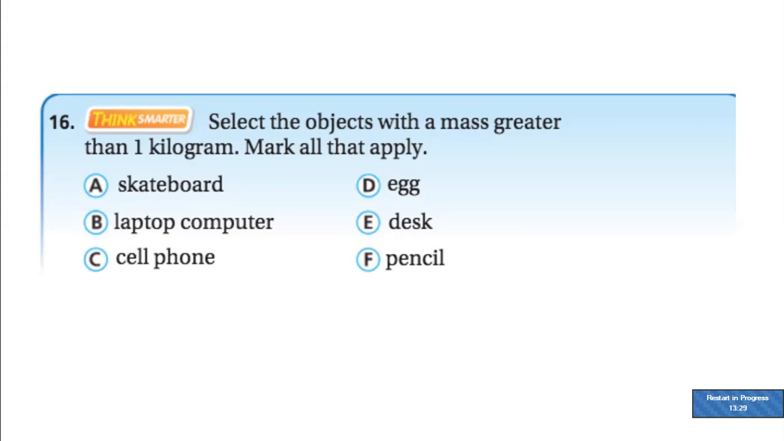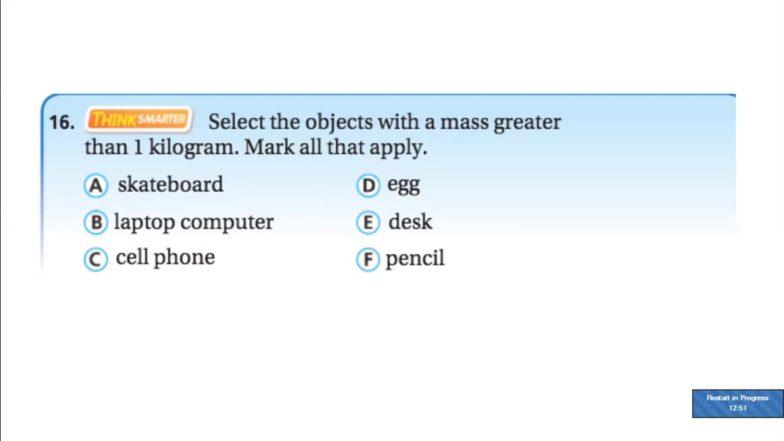The next one, a cell phone. I noticed that a cell phone is smaller than a textbook, but it's bigger than a paper clip. But with it being smaller than a textbook, I know that it's not greater than a kilogram. So I'm not going to fill in C. We have D, egg. And again, I know that an egg is smaller than a kilogram, but it's larger than a paper clip. So I know that it does not have a mass greater than 1 kilogram.